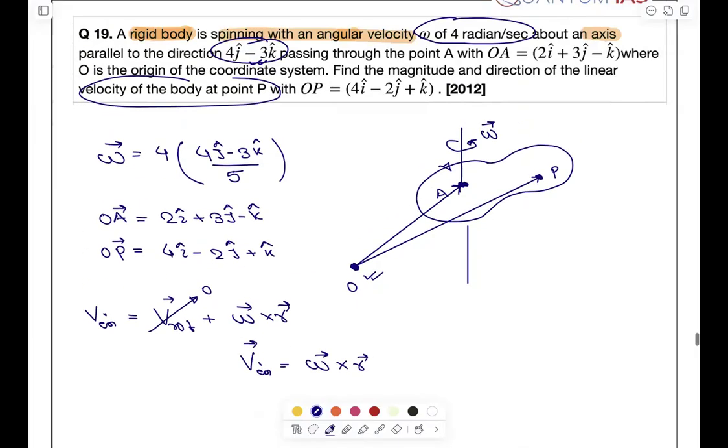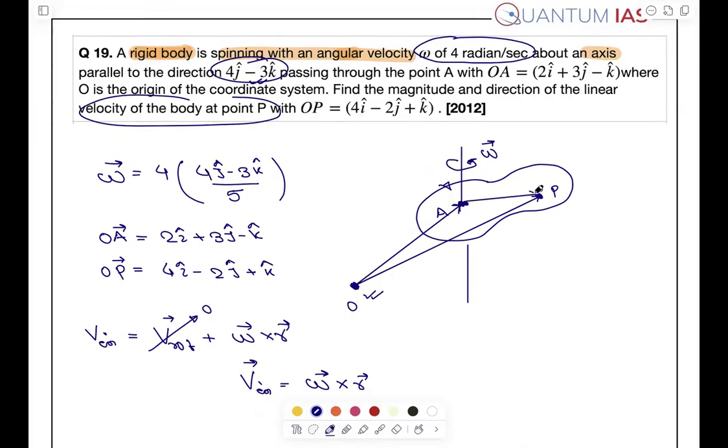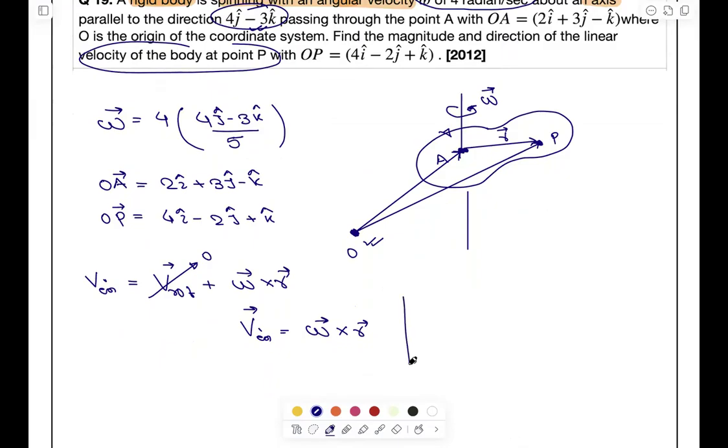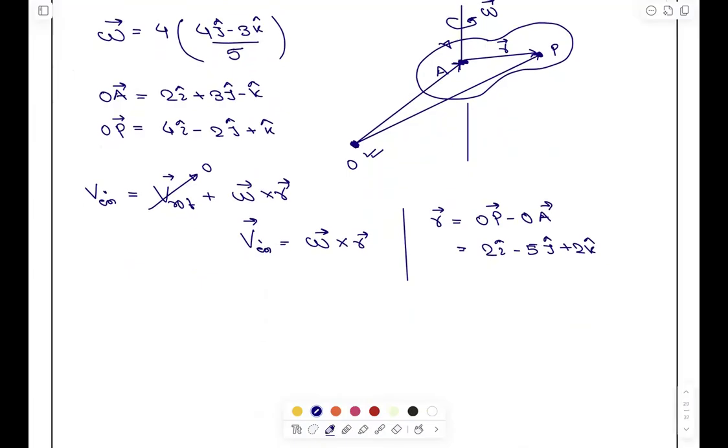Now what is the value of R? This is the position vector of point P with respect to A. So how can we write R? From the vector law of addition, you can simply write that R will be simply OP minus OA. If you do OP minus OA, 4 minus 2 is 2, 2 minus 3 is minus 5, 1 minus 1 becomes 2. It will be 2I minus 5J plus 2K. Now you have everything, just put the values, you will get the answer.